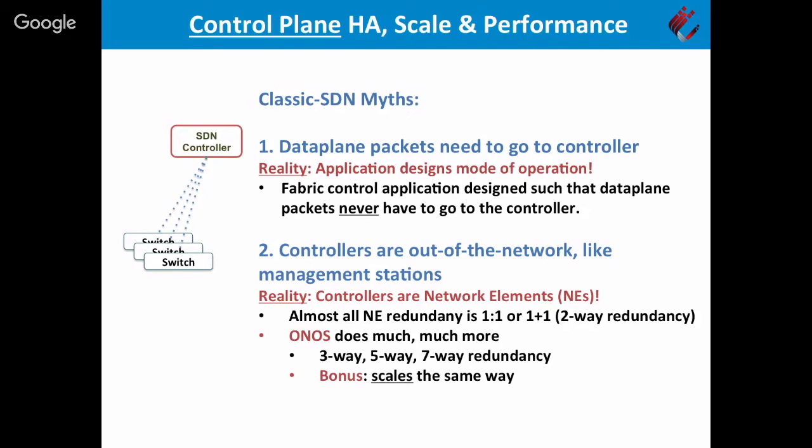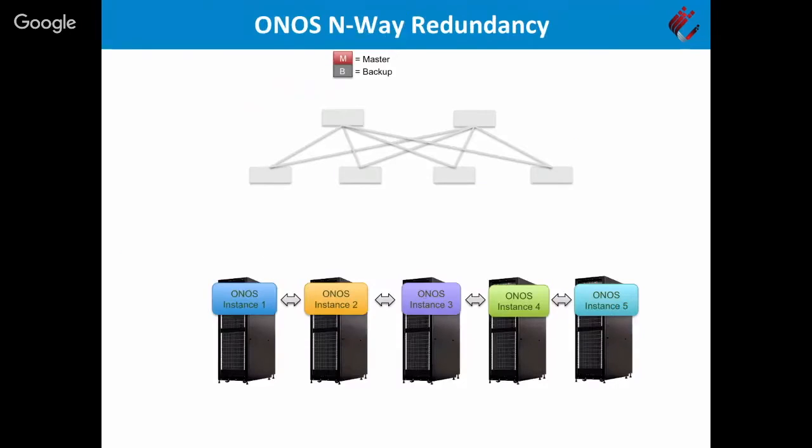But because we use ONOS, ONOS does much, much more, right? We can get 3-way, 5-way, 7-way redundancy, okay? No other controller that I am aware of does this, okay? And the bonus is that this n-way redundancy is exactly how ONOS scales as well. So let me show you some examples of what I mean.